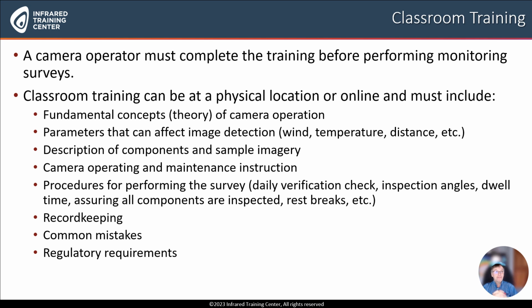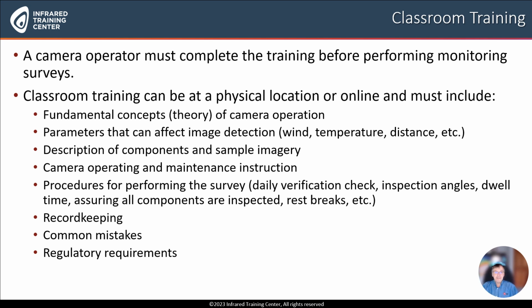Now, the camera operator must complete the training before performing the monitoring surveys. Classroom training can be at a physical location or online, and has to include all of these topics here. This is just a short list. There are many other concepts here that should be added in training. The fundamental concepts of camera operation. Why and how does the camera detect a gas? Parameters that can affect image detection: wind, temperature, distance, snow, rain. Description of the components and some sample imagery.